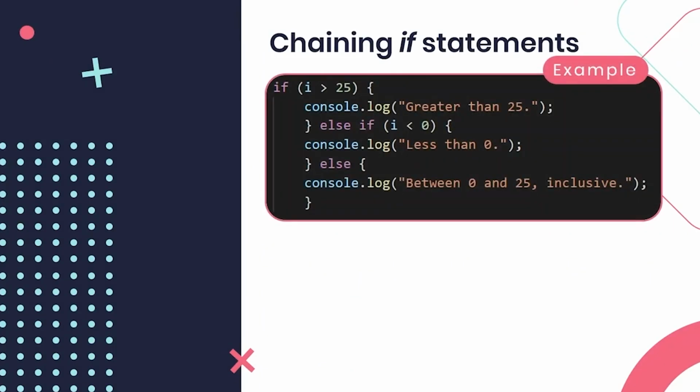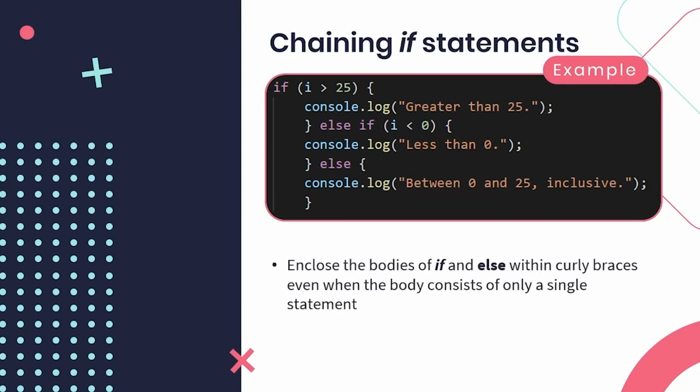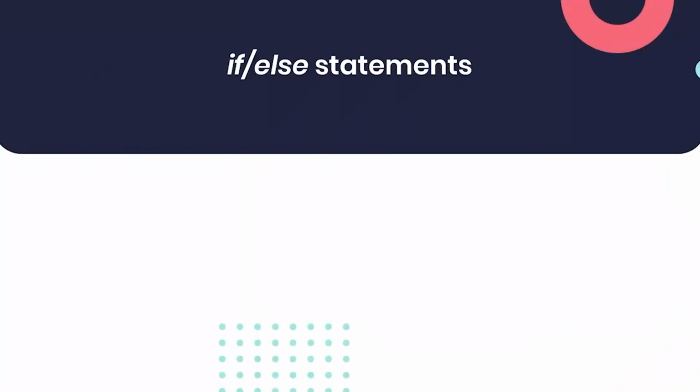Another good tip for you. Many programmers enclose the bodies of if and else statements, as well as other compound statements, such as while loops, within curly brackets, even when the body consists of only a single statement. Doing this will prevent problems, so our advice would be to adopt this practice as well. The if and else statements evaluate an expression and execute one or two pieces of code, depending on the outcome.